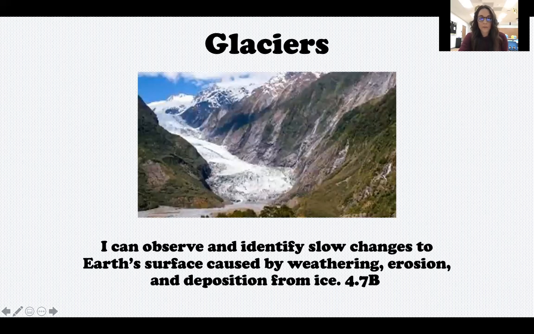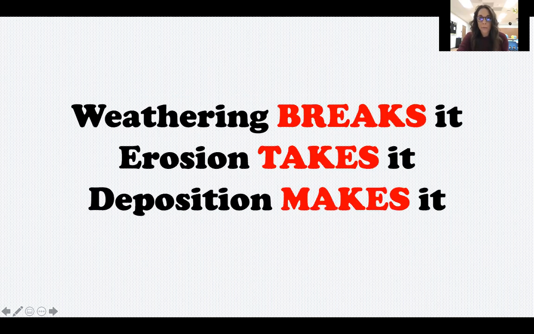Target says I can observe and identify slow changes to Earth's surface caused by weathering, erosion, and deposition from ice. So before we continue, I want to make sure everybody remembers what weathering, erosion, and deposition are. Last week, I taught you this saying to help you remember. Weathering breaks it, erosion takes it, deposition makes it. Hopefully you have memorized that to help you remember the difference between those three processes.